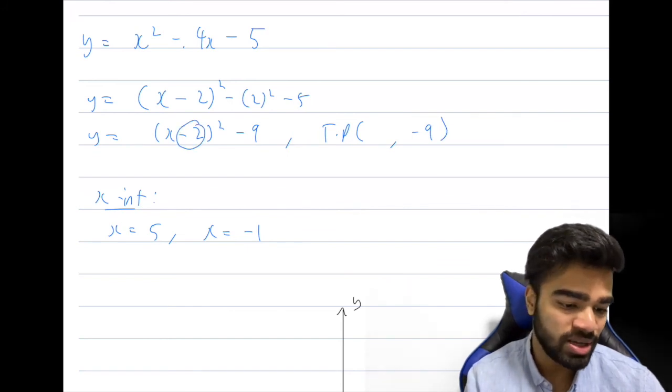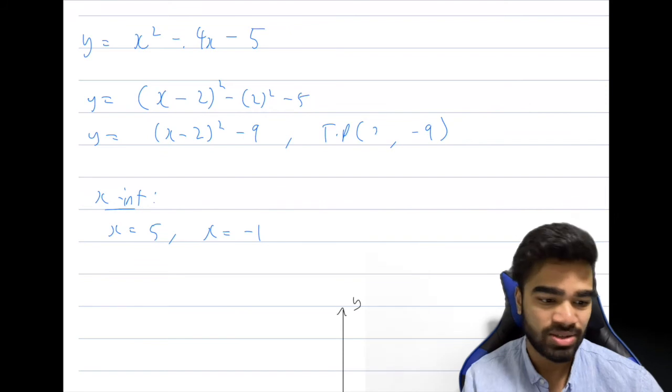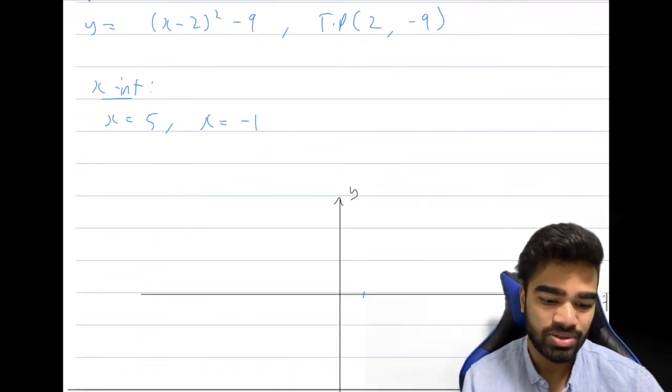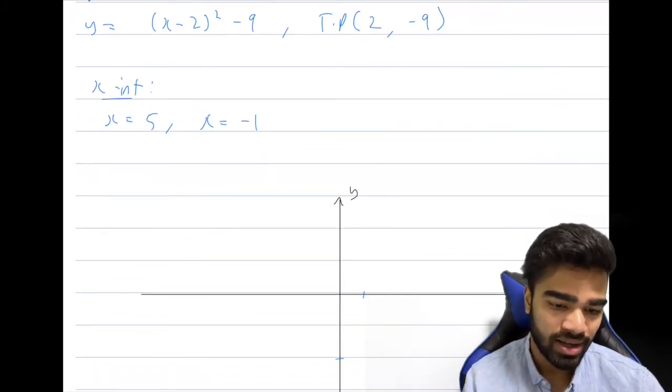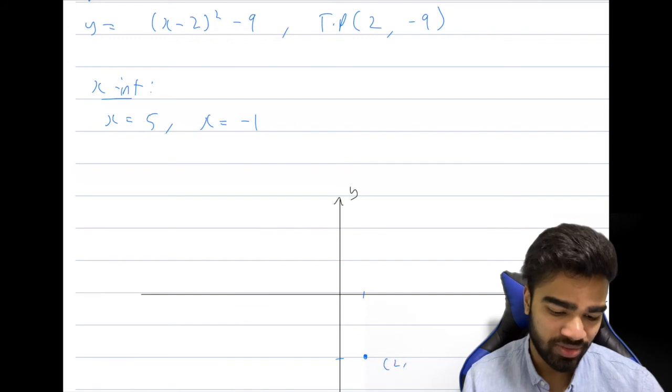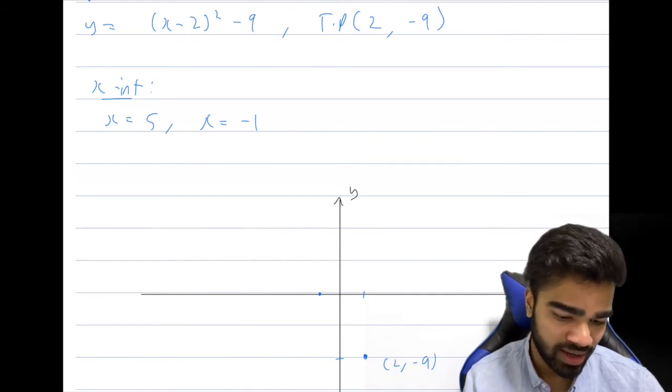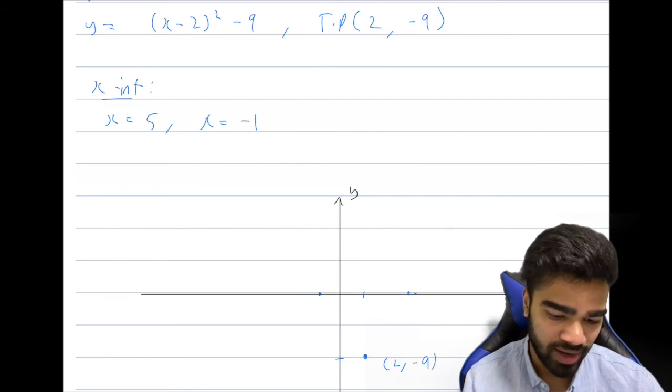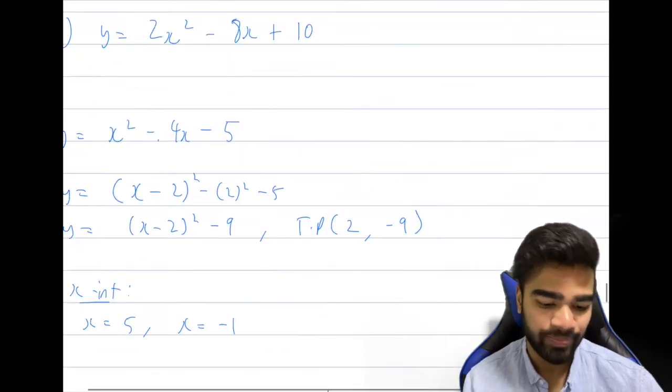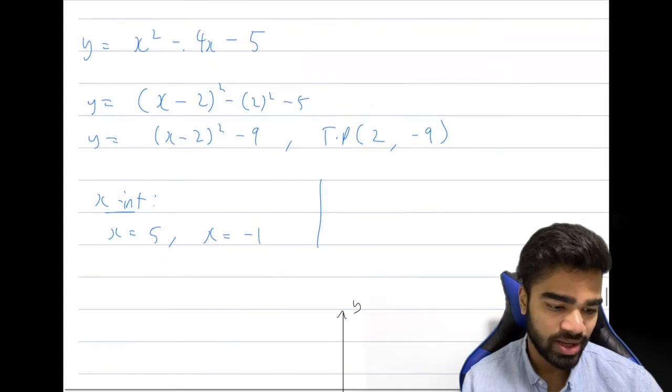The turning point is being moved which way? It's being moved to the right 2 units. So the turning point is 2, so 2 to the right, 9 down. So let's say it's roughly over here. 2, -9. And the x-intercepts are -1, which should be here, and 5, which should be, let's say, roughly over here. Okay? Boom. Next, we've done the x-intercept.